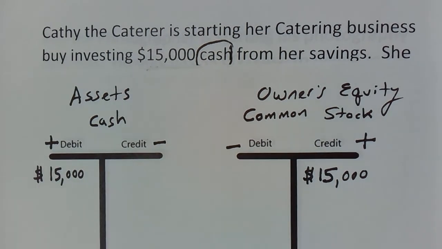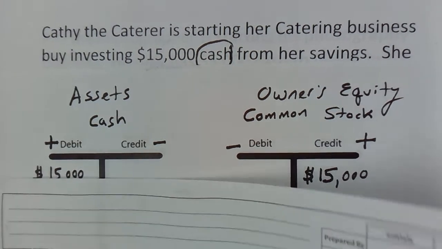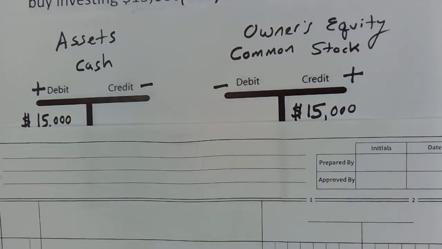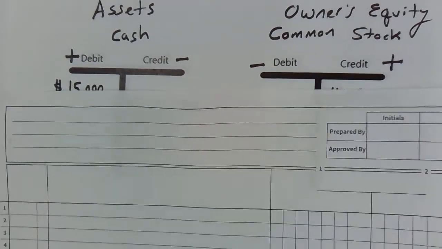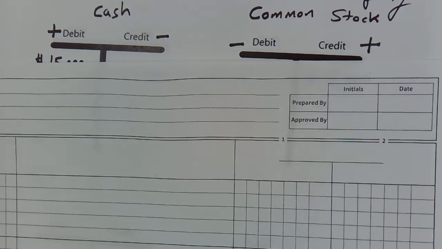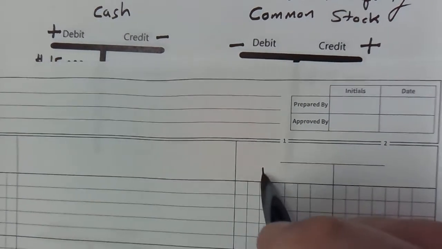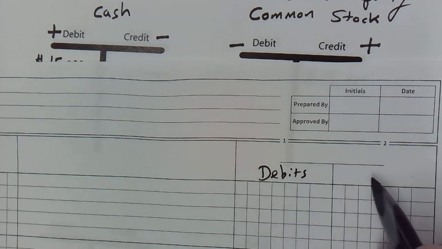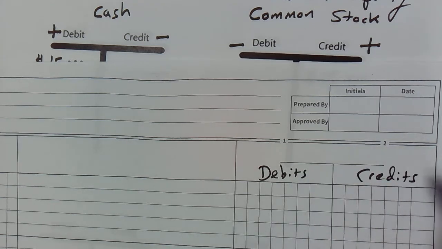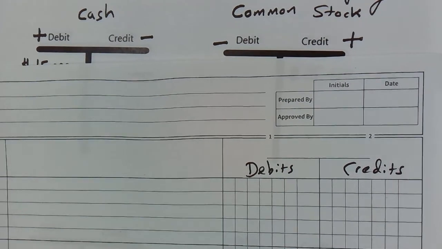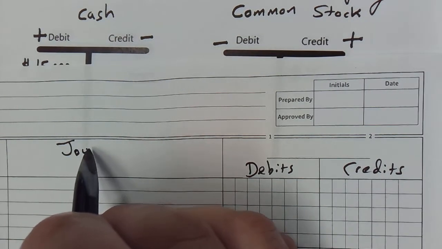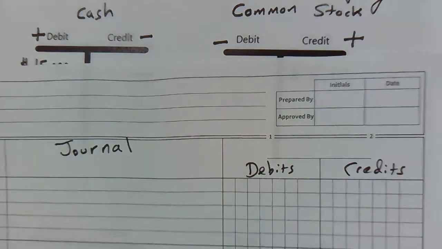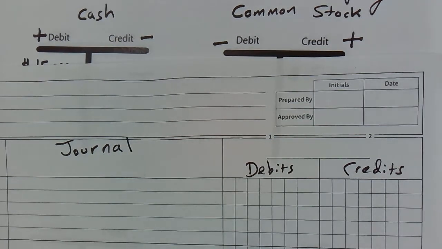Let's now show that as a journal entry. And this is why the T accounts make it that much easier. So if I've got on the left side here debits and the right side credits, and remember, debits pretty much just means left, credits just means right. We always start with the debits for our journal entry. So this is a journal. This is the general journal. And we're going to start with debits.